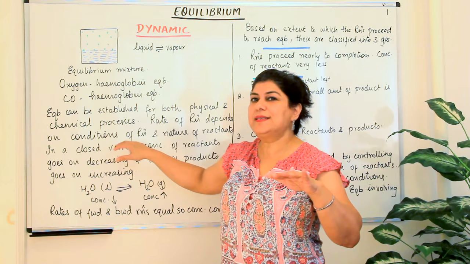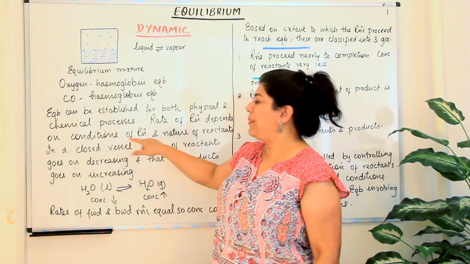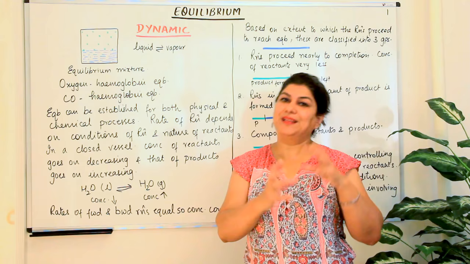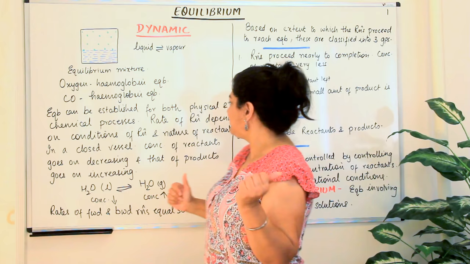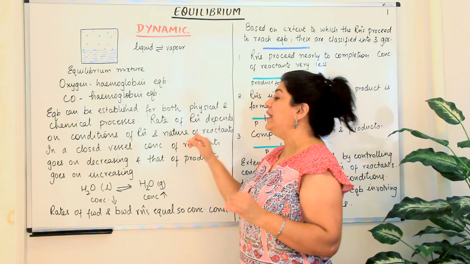And equilibrium, how quickly it will be established will depend on the conditions. The rate can be controlled by the conditions, by the nature of the reactants, by whatever temperature is best for it. Whatever the conditions, why is it not achieving equilibrium? Because the conditions are not appropriate. So the rate of reaction depends on the conditions and on the nature of the reactants.